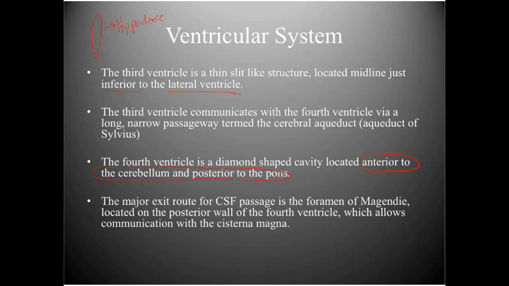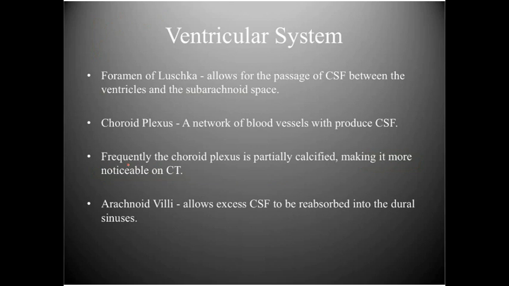The major exit route for cerebrospinal fluid passage is the foramen of Magendie, located on the posterior wall of the fourth ventricle, which allows communication with the cisterna magna. Also, we have the foramen of Luschka, which allows for the passage of CSF between the ventricles and the subarachnoid space. So definitely know what this is and what it does.